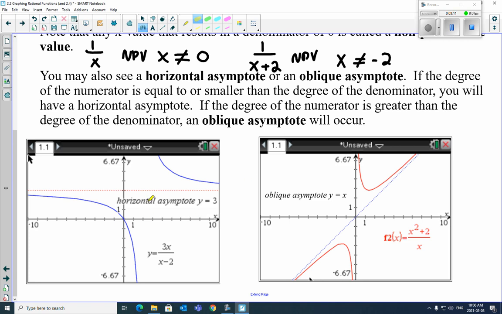So these are just different things that you're going to look for. And this is all rationals, right? Vertical, horizontal, oblique. And there's going to be one more, which is kind of weird. Oh, no, that's coming up. Sorry. Here, let's look at this one here, next page.